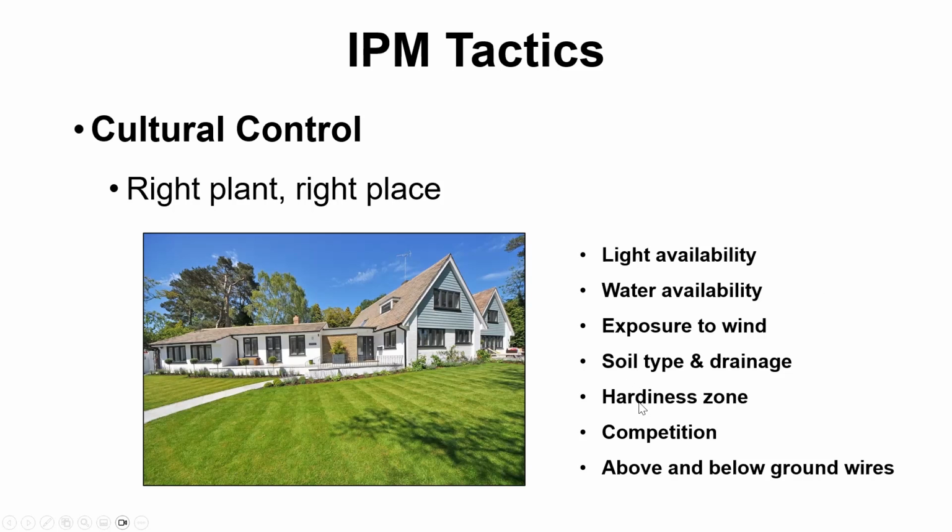What's your hardiness zone? Here in Orange County, we're almost entirely in zone 6, so it's really important to get plants that will do well in zone 6. Some things that used to grow here well, like the larch tree, are really only up to zone 5. So its range is moving north, and that's not something we would recommend you plant here.